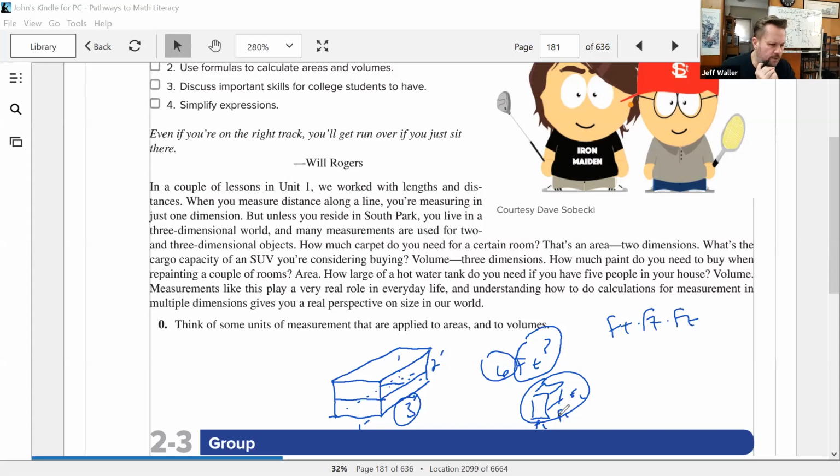So there's the visual, the physical, and then there's just the pure math. Math says foot times foot times foot is cubic foot. But why does that make sense? Because if I had 1 little cubic foot, I could fit 6 of them in here.